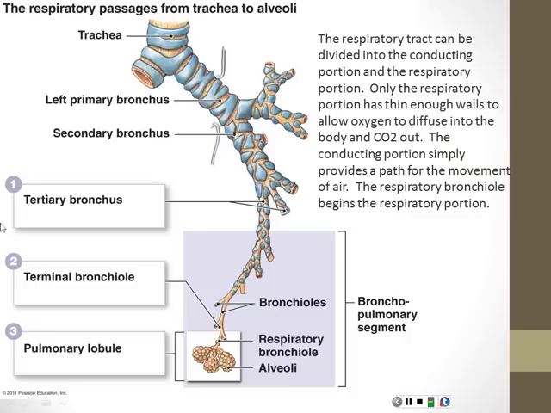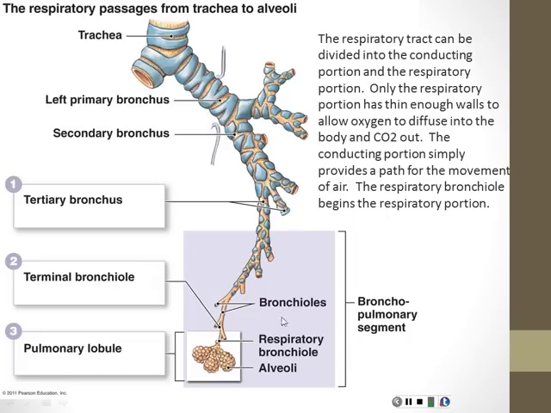Well, in all of this part, so from the trachea to the primary, secondary, tertiary, all these pieces here, the walls of these tubes are too thick for gas exchange to happen. In other words, there's too much tissue between air and blood to have any meaningful oxygen or carbon dioxide movement. So we call those the conducting portions of the system, because all they do is move air. They don't actually participate in the movement of oxygen and carbon dioxide.